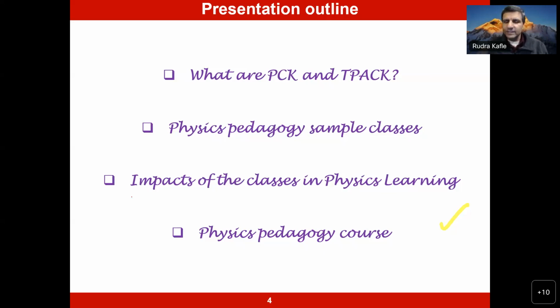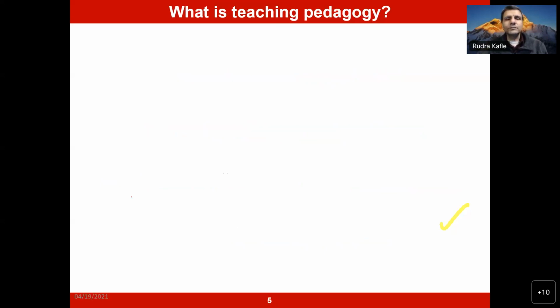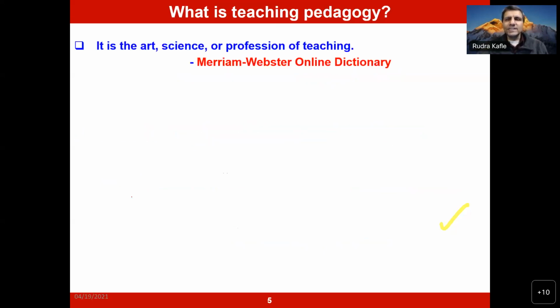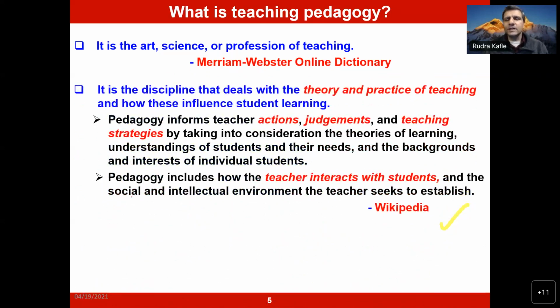Some of this material you might have already seen, so it's a kind of repeat. What is pedagogy? The Merriam-Webster Online Dictionary defines pedagogy as the art, science, or profession of teaching. A little more elaborate description is in Wikipedia: it is the discipline that deals with the theory and practice of teaching and how these influence student learning.